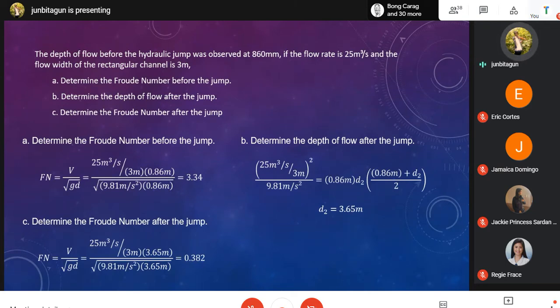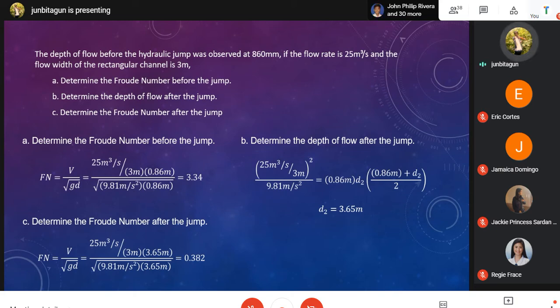Continue natin. So yung depth of flow after the jump using yung formula kanina. Yung small q, that is yung big Q divided by yung B. So yun na yung nandito na 25 cubic meters per second divided by 3 meters, squared, over yung G natin na 9.81 meters per second squared and yung D1 0.86. So D2, hindi pa natin alam yan. Shift solve na lang natin yan mamaya. Tapos the rest. Then, makukuha nyo, shift solve natin, D2 is 3.65 meters. So from 0.86 meters, umakyat siya ng 3 meters. No? Ganun kataas na flow or na jump.